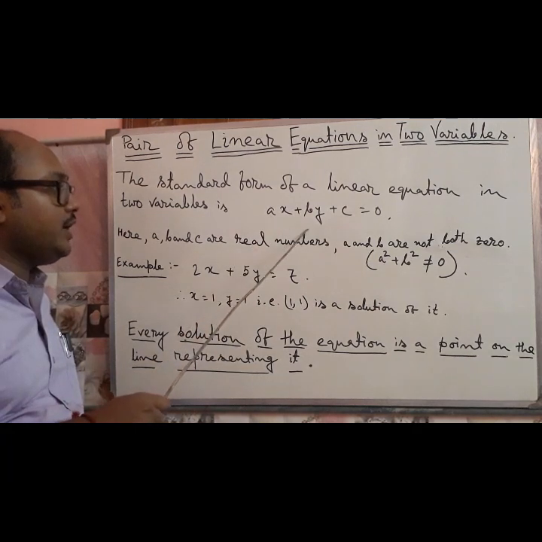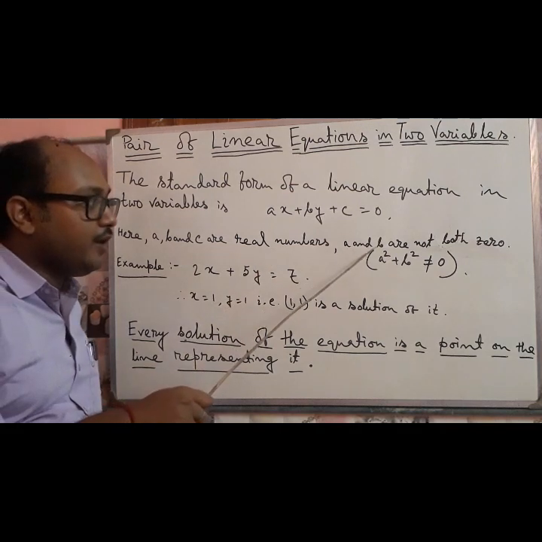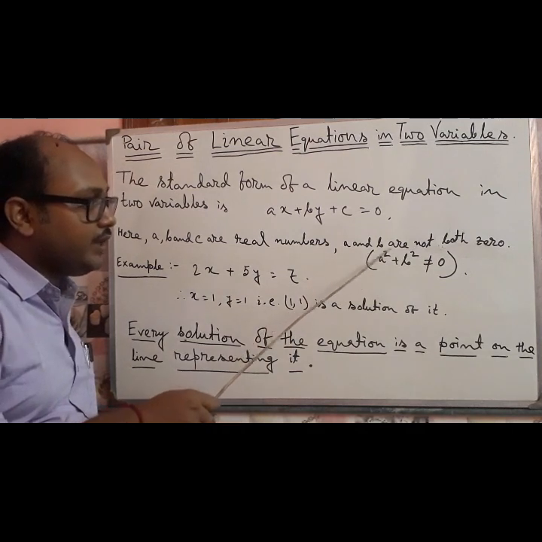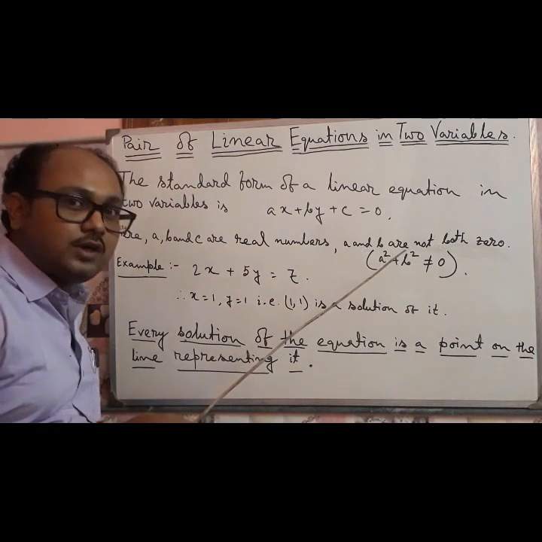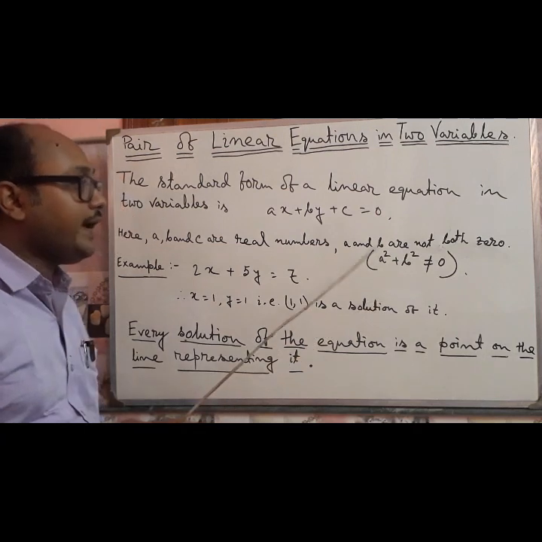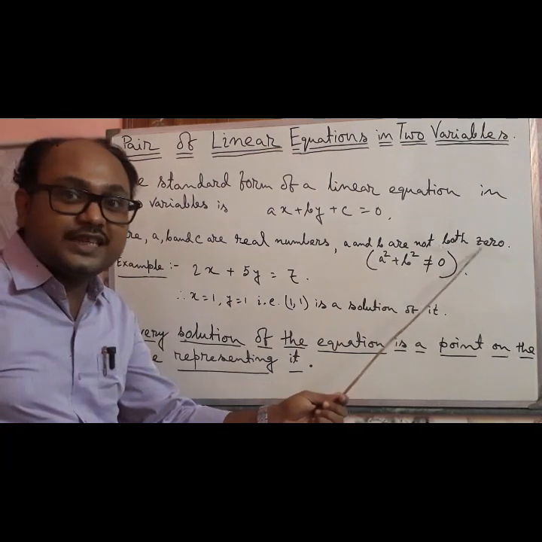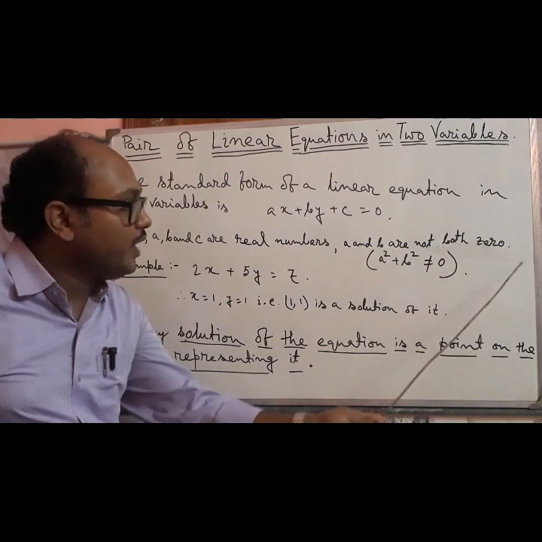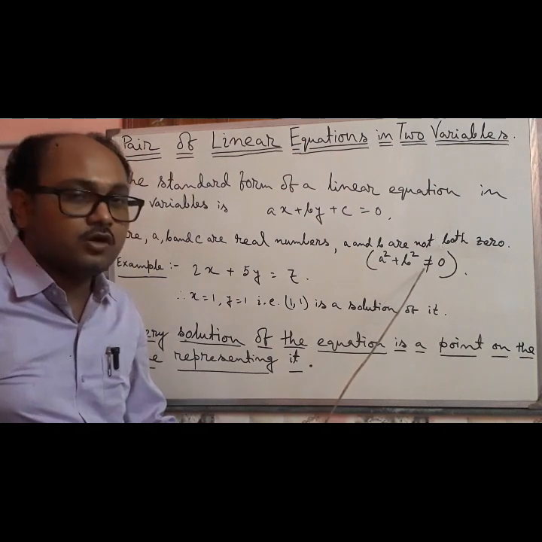Here a, b and c are real numbers and a and b are not both 0. This is an important condition. That means if a is equal to 0, then b is not equal to 0, and if b is equal to 0, then a is not equal to 0. This condition, a and b are not both 0, can be said as a squared plus b squared is not equal to 0.